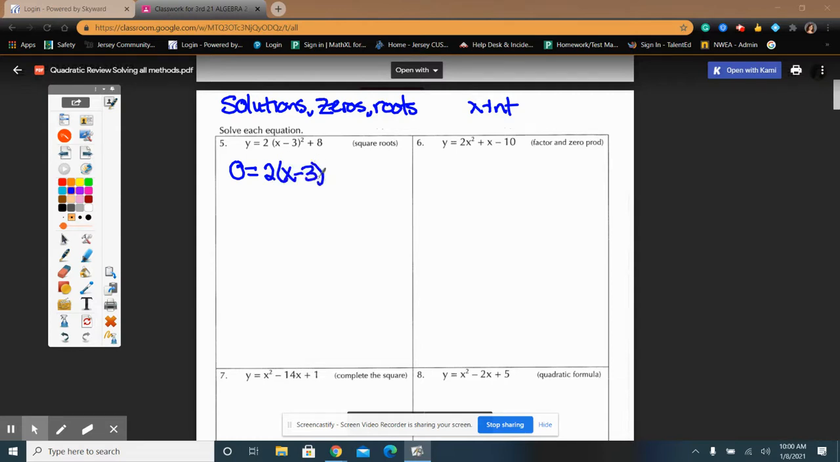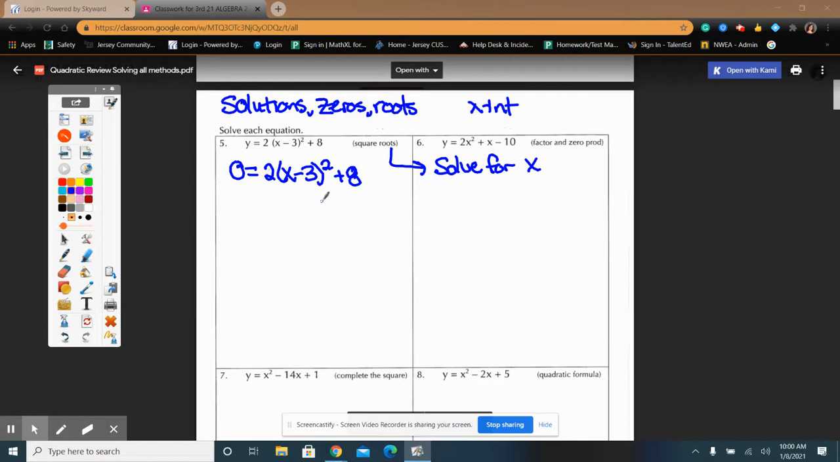And this first problem says to solve it by square roots. Mrs. Bruno did not call it square roots when we did it in class. I just said solve for x, which means the same thing, get x by itself. You're able to do that because, as opposed to question 6, where there's an x squared and an x, question 5 just has an x.